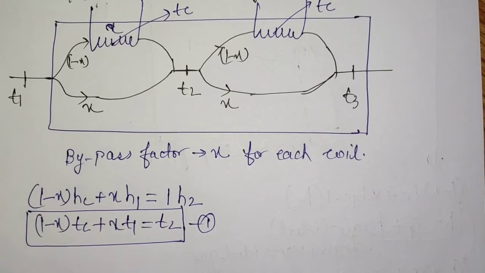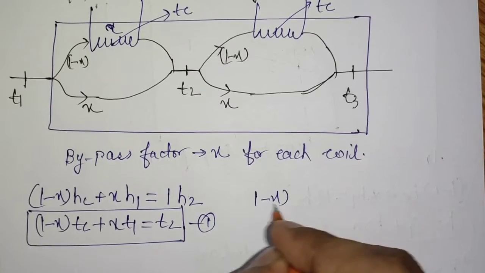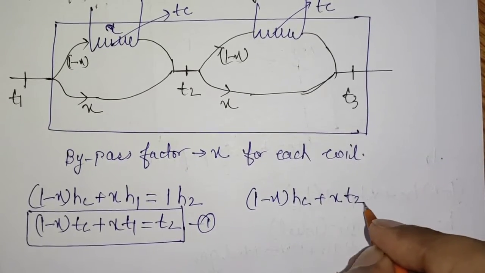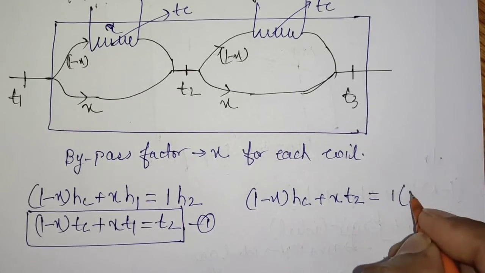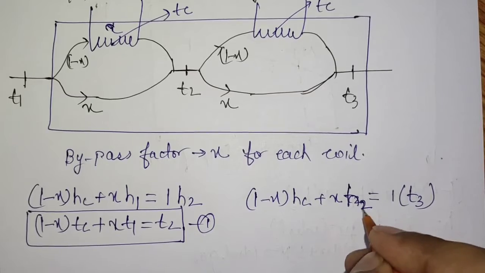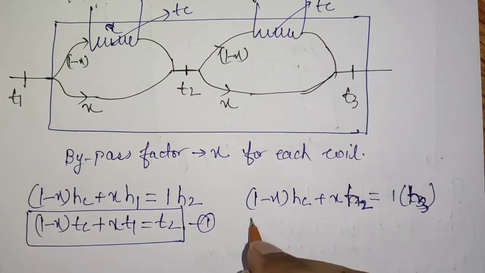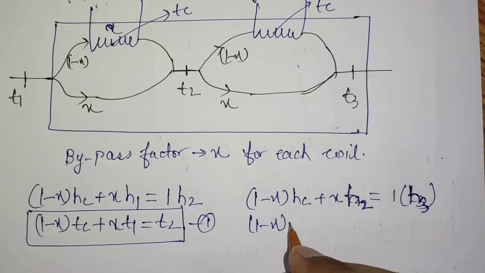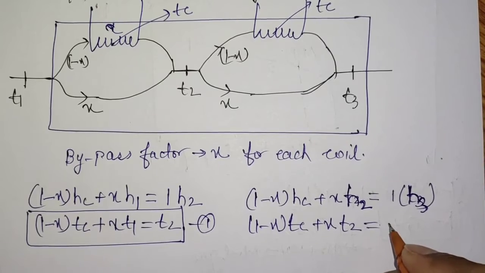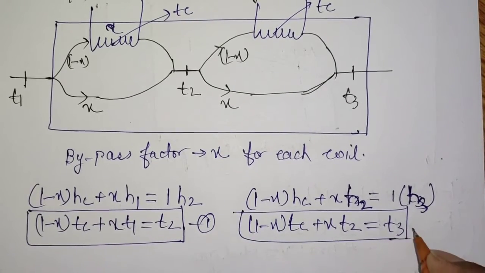Now writing the energy balance equation for the second coil. Here 1 minus x kg of Hc plus x kg of H2 will be equal to 1 kg of H3. Writing in terms of temperature, this is 1 minus x kg of Tc plus x kg of T2, it will be T3. This is equation number 2.